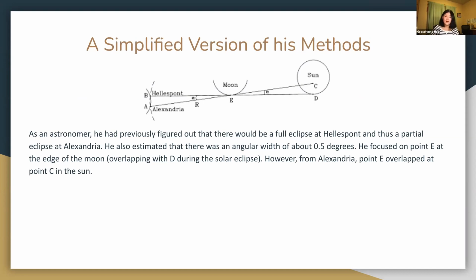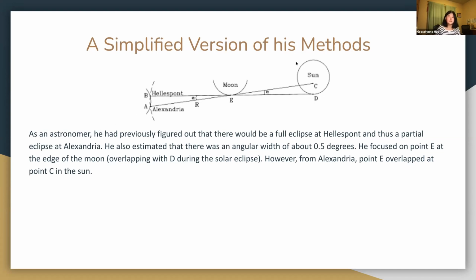But okay, so as an astronomer, he had figured out that there would be a full eclipse at Hellespont. And since different places will experience different versions of the eclipse, there would also be a partial eclipse at Alexandria. And he also estimated with this knowledge somehow that there was an angular width of about 0.5 degrees.